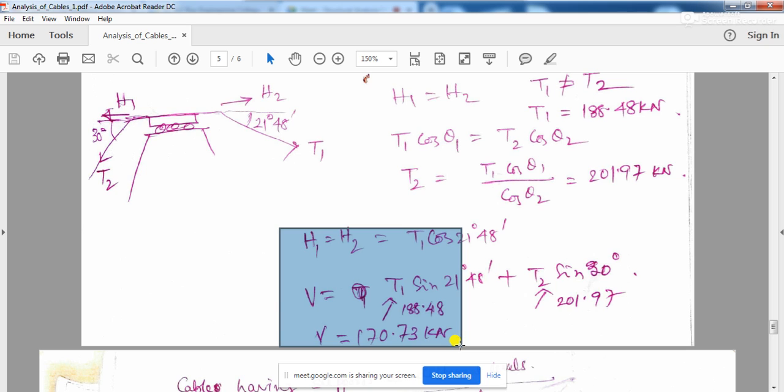So see, the cable problems will be mostly looking like this. You will have to find out the tension in the cable, you will have to find out the support reactions, that means on the pier how much is the horizontal force or how much is the vertical force, or you will have to find out how much is the tension in the anchor cable. This kind of problems you will have to solve in case of a cable. Is it clear to everyone?